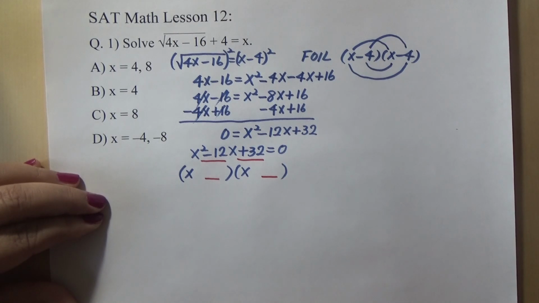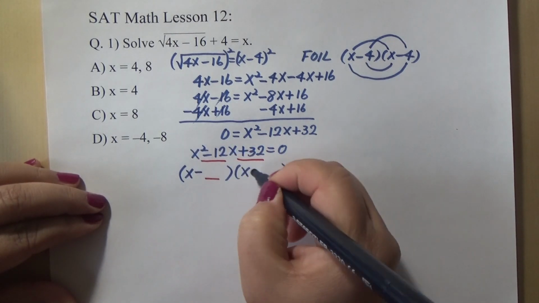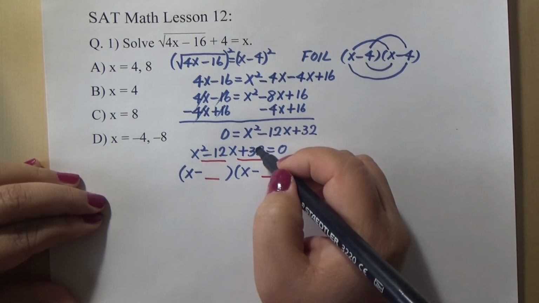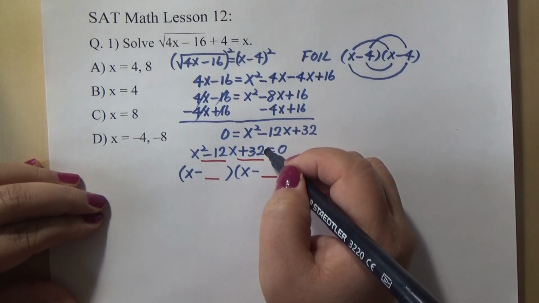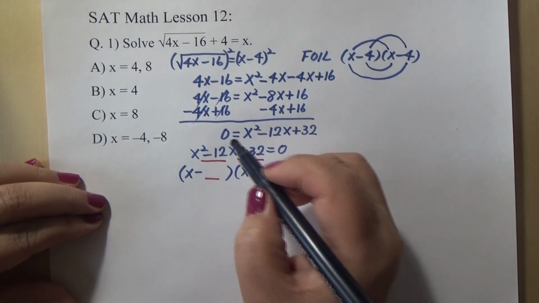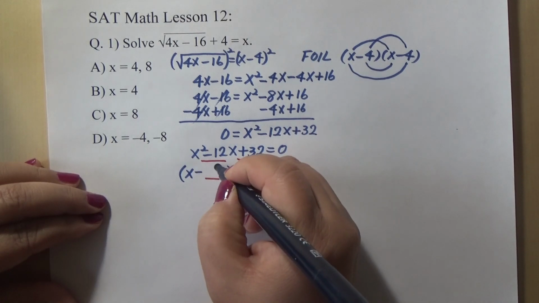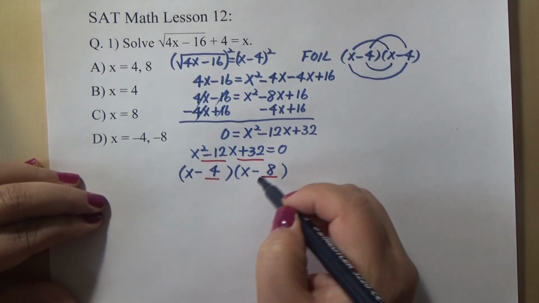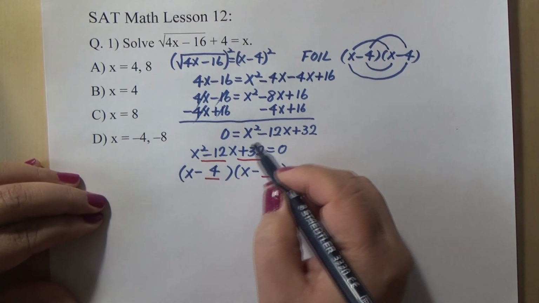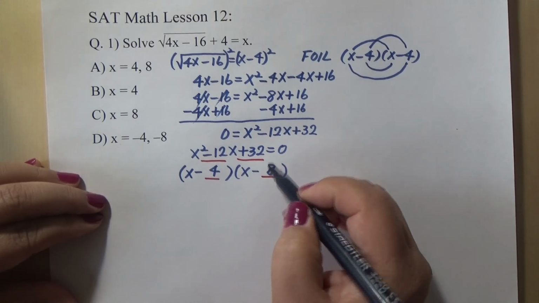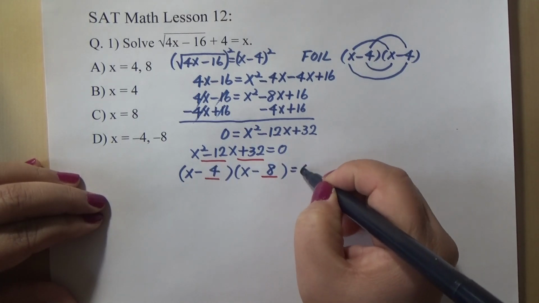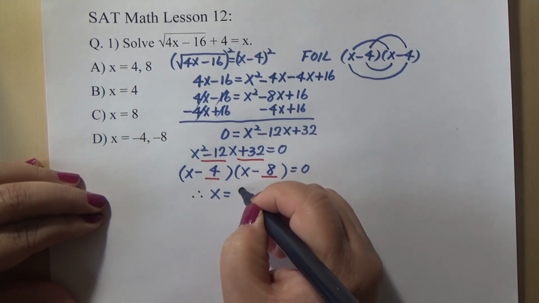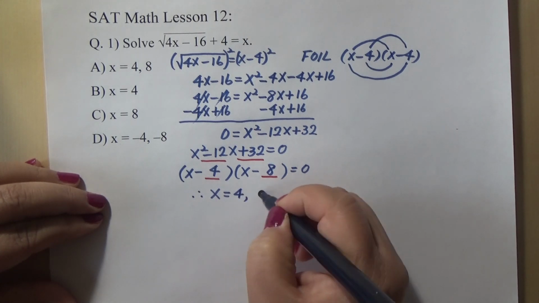So both numbers will be negative because negative times negative will be positive. So one number times one number is going to be 32. So we can say sum is 12. So we can say 4 and 8. So because negative 4 times negative 8 is positive 32, and negative 4 minus 8 is negative 12. So now we could find x value, which is 4 and 8.